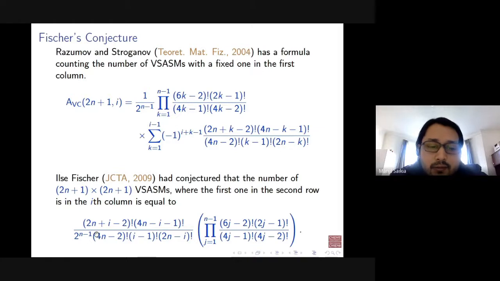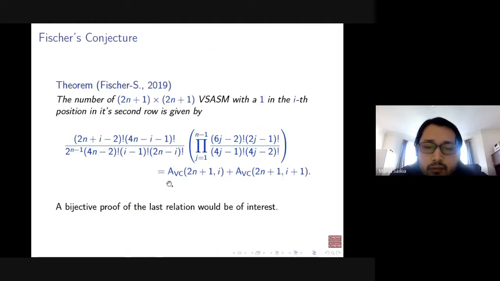I already mentioned that this appears here. If you sum the formula of Razumov and Stroganov for i and i plus 1, then you get back this formula conjectured by Fischer. Our proofs exploit some connection with something called the 6-vertex model, which I'll explain if there is time. So our proofs are not very combinatorial. A bijective proof of this type of result would be of great interest, and it's not very clear how to do this.